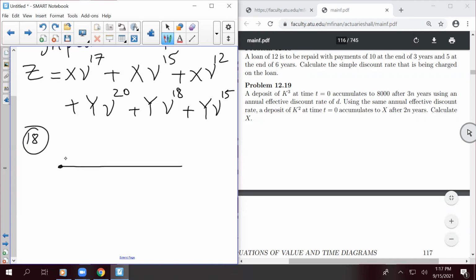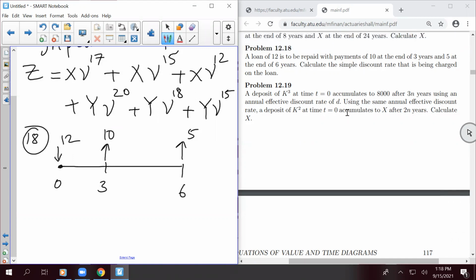So you probably loaned 12 right now, right? How do you want to call the loan, as input or output? Input. Okay. So 12 is what you get right now, and then you have to pay out 10 at the end of 3 years, and another 5 at the end of 6 years. That makes sense, because when you are repaying a loan, you're paying interest also. So if you got 12 now, you expect to pay overall more than the 12, right? So you're paying 10 in 3 years and 5 in 6 years, and we calculate the simple discount rate that is being charged.